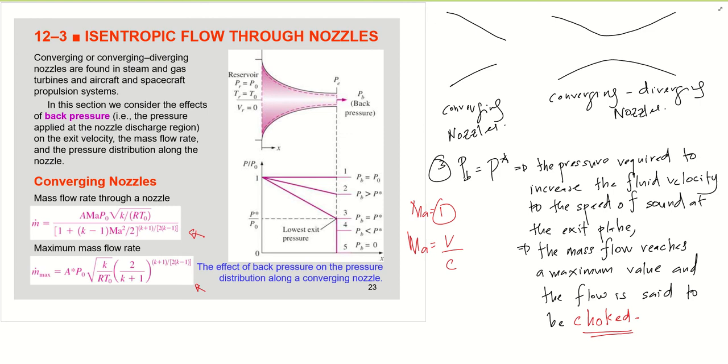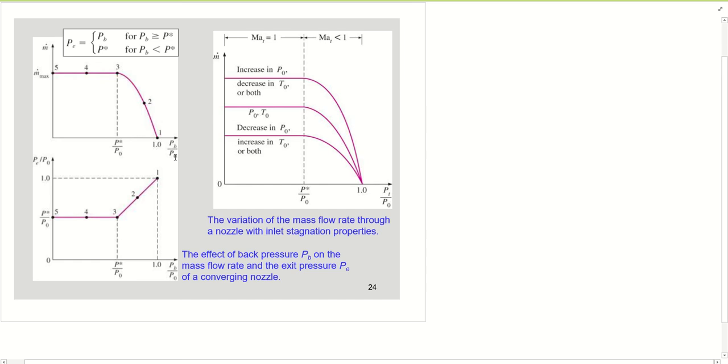At point 1, when PB equals P0, we set the back pressure equal to the stagnation pressure. So there is no pressure difference, and that is why there is no flow rate; m dot is zero at point 1. This is P star over P zero, which is at the critical region. If we keep decreasing the back pressure at point 2, the mass flow rate also increases, and then at point 3 we set the back pressure equal to the critical pressure.